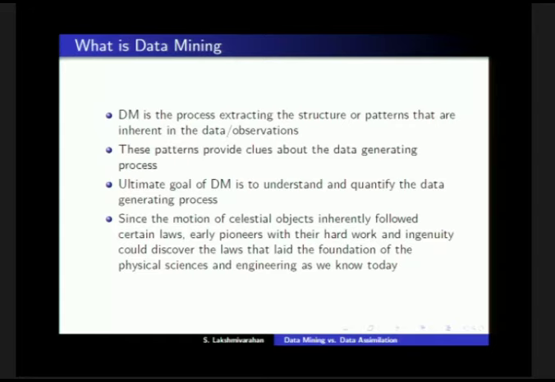Kepler's laws essentially captured the motions of the planets. So by simulating Kepler's laws, I can reproduce the observations that were made prior to him. It is this ability to uncover the data generating process that we call a model. The discovery of these models is the ultimate goal of data mining. So the ultimate goal of data mining is to understand and quantify the data generating process.